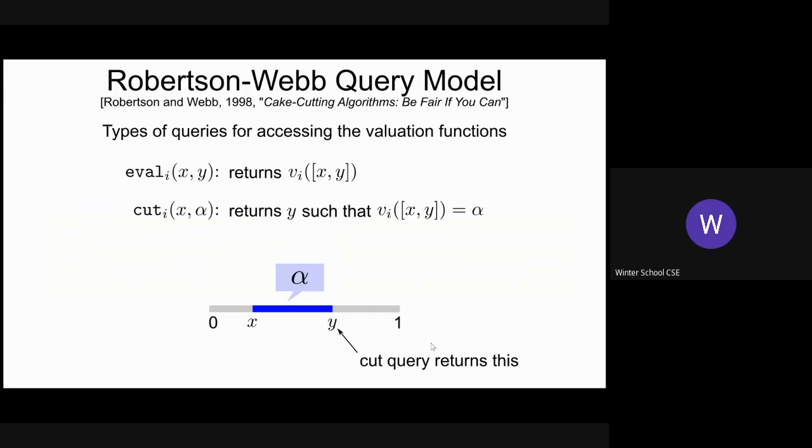Yes, exactly. It won't matter what y you return, but if you want to fix a convention, let's say you get the leftmost y. It has to be exactly equal to alpha, yes. If it spikes, it's not divisible, so you don't have point masses. It can't be too spiky.